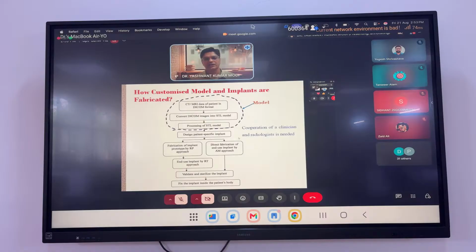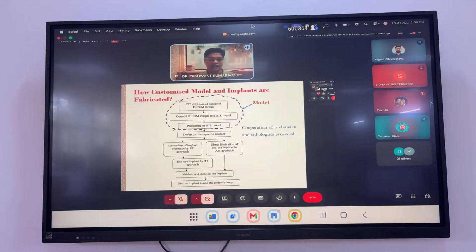Directly we can print the patient-specific implant using any of the processes that we have seen so far previously. So usually if we want a metallic implant, we go for directed energy deposition or the powder bed fusion process. These two processes are very capable of producing parts in metal. So if we want a titanium implant, then we can go for these processes.